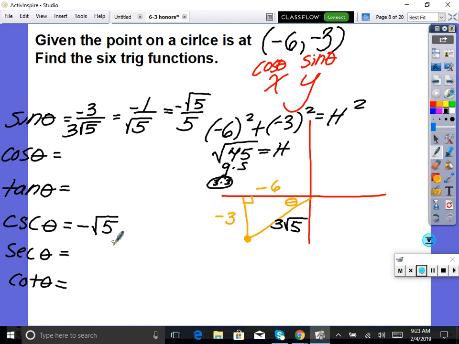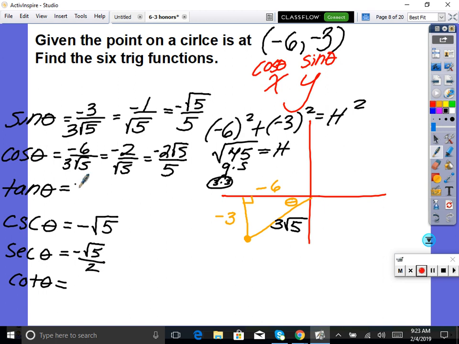Then cosine is adjacent over hypotenuse. That's -6 over 3 root 5, which is -2 over root 5. So then I can go down to secant and I could flip it and then rationalize, or I could just go back right here and flip it and I won't have to rationalize. So that'd be -root 5 over 2. And then tangent is opposite over adjacent, -3 over -6, which is 1/2. So then cotangent must be 2. Any questions on that?